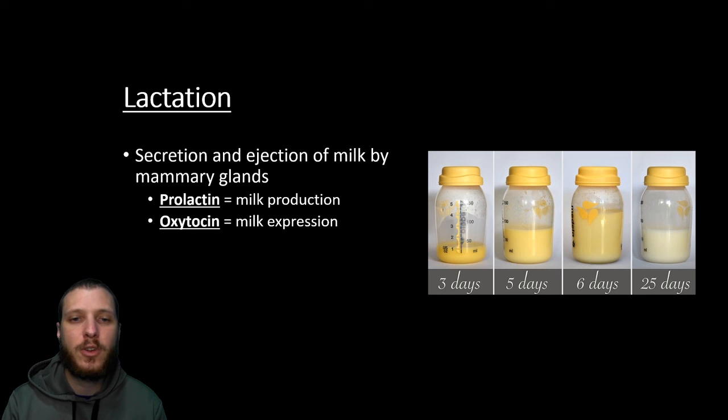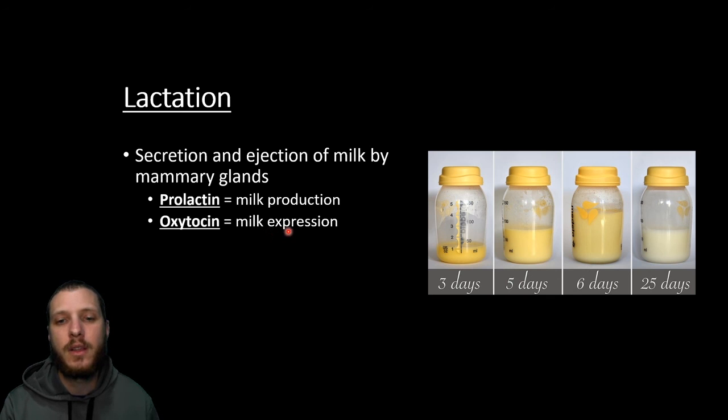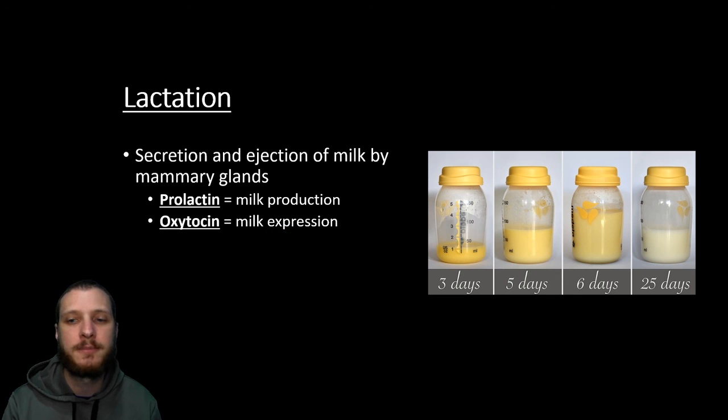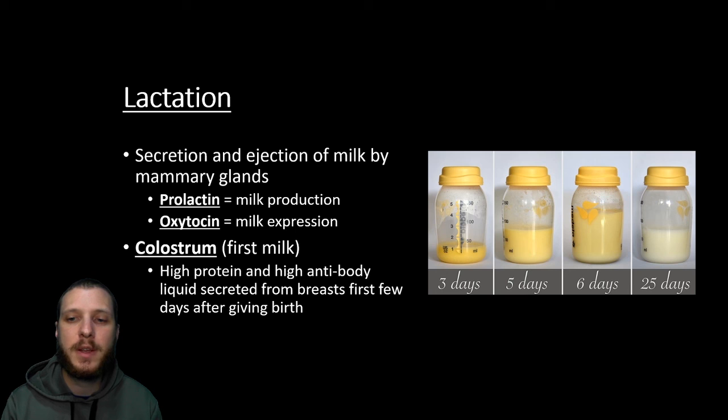And briefly, again, we talked about lactation when we talked about the endocrine system. It's important to remember prolactin is going to be what's responsible for milk production, where oxytocin is going to be the expression or the exiting of the milk through the breast. And there's a special type of milk called colostrum, which is called the first milk. And this is going to be slightly different, where it's a very high protein and high antibody liquid secreted within the first few days after giving birth.